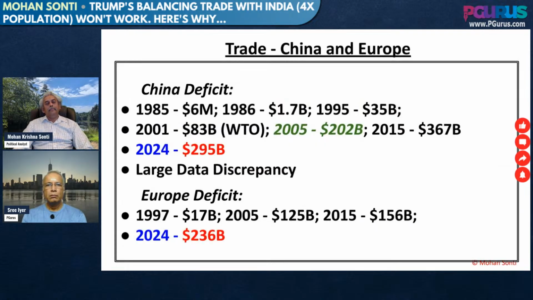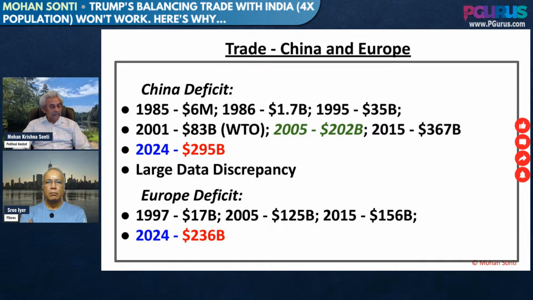Anyway, the next one is about the trade of America between China and Europe. The China deficit started in 1985. They had a $6 million deficit in their trade. In 1985, in '86, it bumped up to $1.7 billion. This comes from census.gov. All these details are given on the US government website. This is the data they have. And in 1995, you see in just 10 years, it went from 1.7 to $35 billion. That's the kind of trade deal that they had with China.